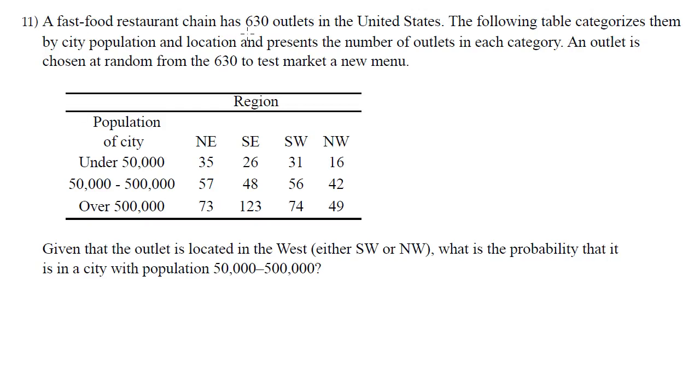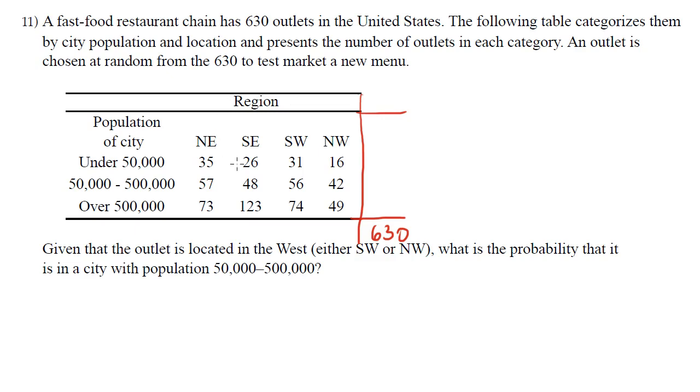A fast food restaurant chain has 630 outlets in the United States. I believe that means that our total, I'm going to add all these up, should be 630. We can check that. The following table categorizes them by city population and location and presents the number of outlets in each category.